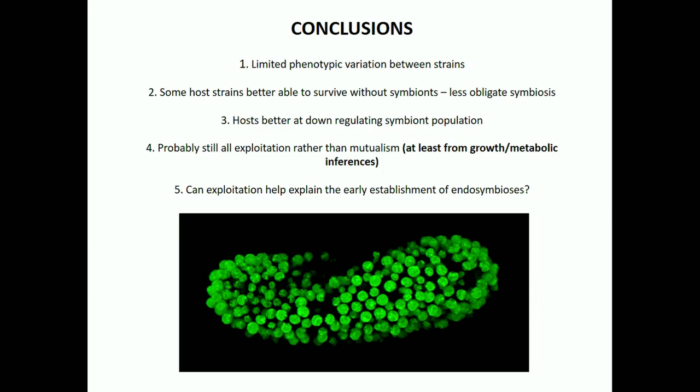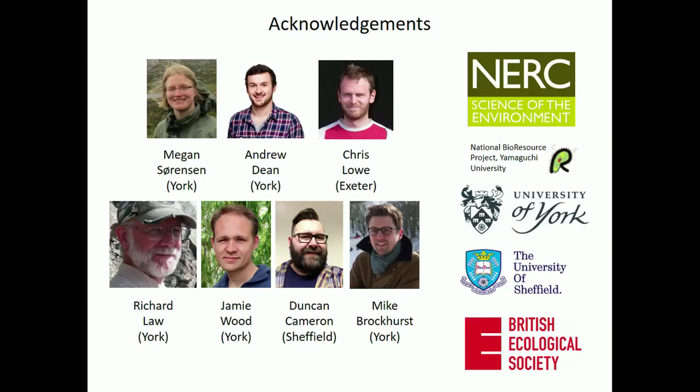The fact that hosts are better at down-regulating their symbionts is another interesting thing that we found from this work, which wasn't known before. And probably, at least in that growth metabolic context, these are still examples of exploitation in all of these strains. So what we'd like to look at further is whether this exploitation can help explain the early establishment of endosymbioses. Is that a general model for how these things start in the first place?